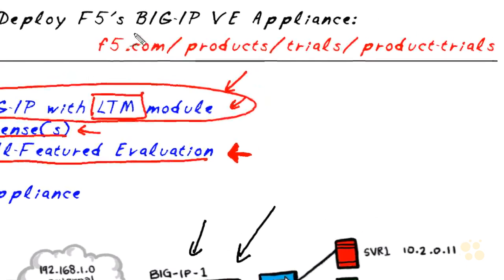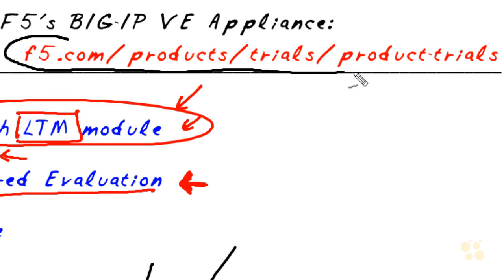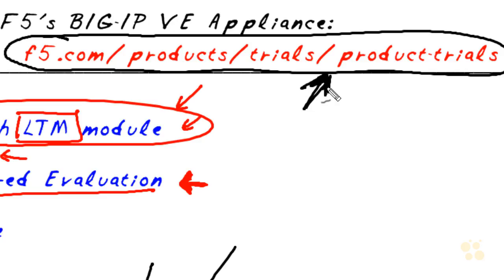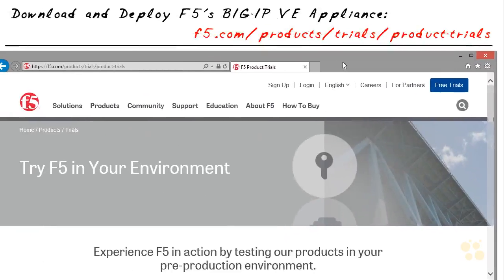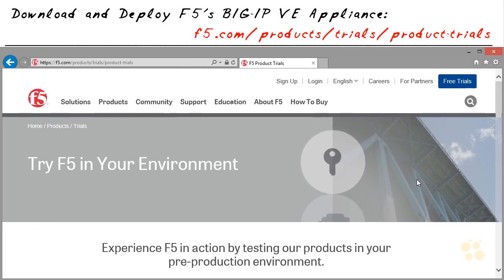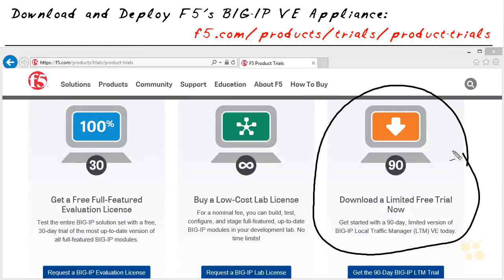And as of this recording, here is the URL that you could go to. And if that URL changes over time, no problem. You could use Google to find out what the current link is to get you to the eval section at f5.com. So together, let's take a look at that website. So here we are. If we scroll down just a little bit, so here we have the 90-day trial, we have a lab license, or we can request a full-featured evaluation license that's good for 30 days.